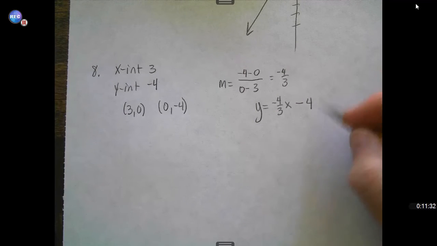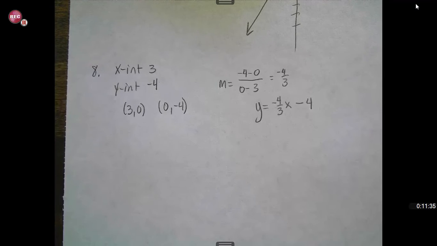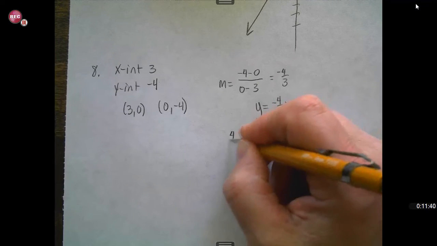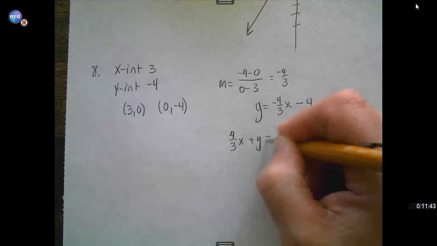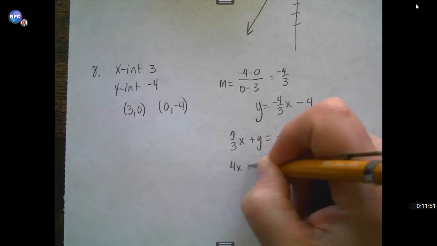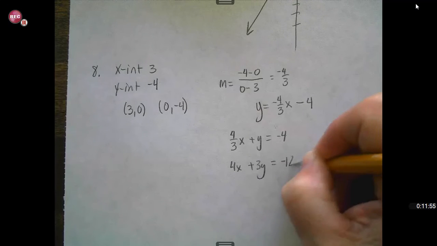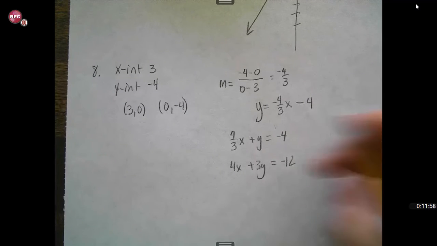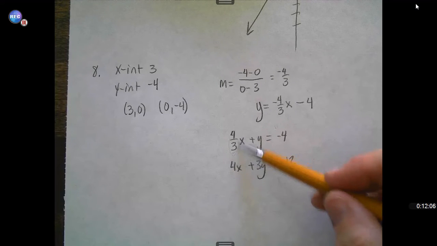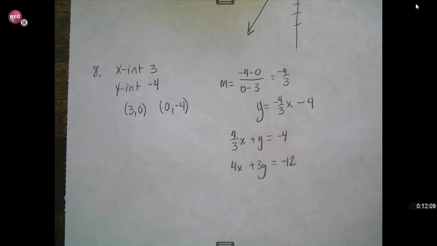Okay. So now I need to transform this to standard form. So I want to add 4/3 x to both sides. I'll have 4/3 x plus y equals -4. And then I would multiply everything by 3. So 4x plus 3y equals -12 would be that equation. And to be in standard form, remember we can't have a fraction. A, B, and C have to be integers, and so fractions aren't acceptable.